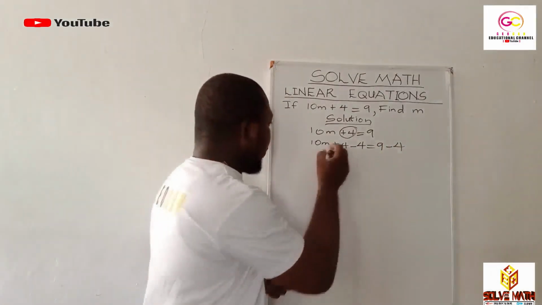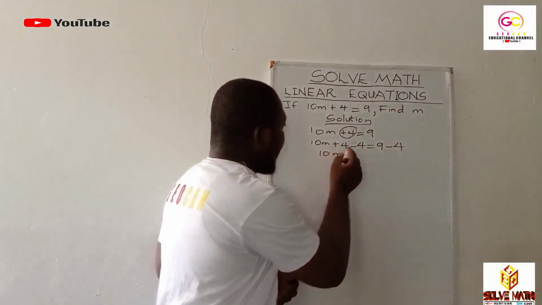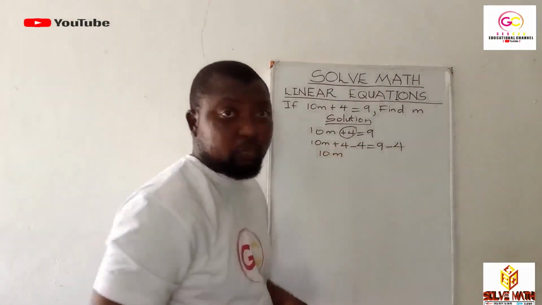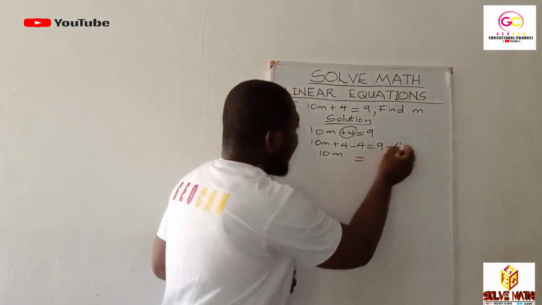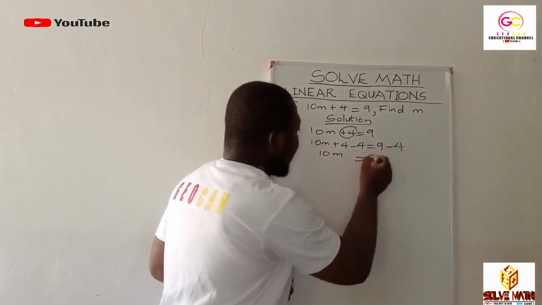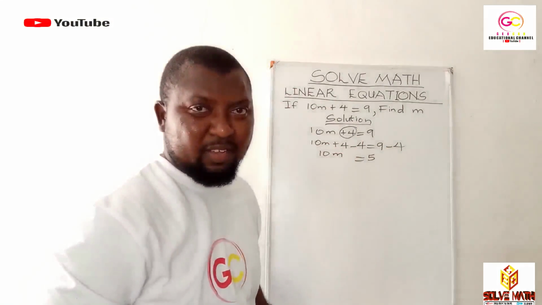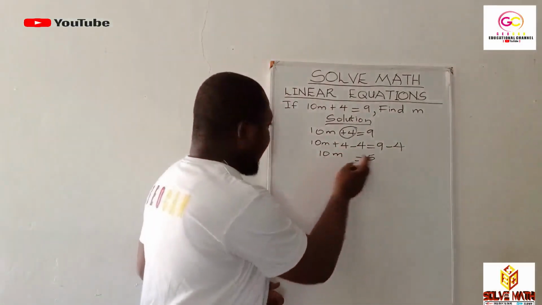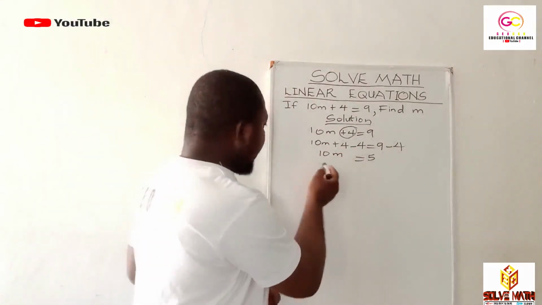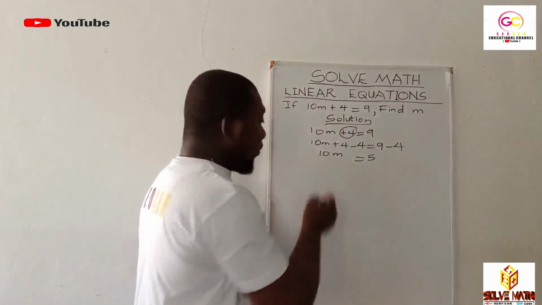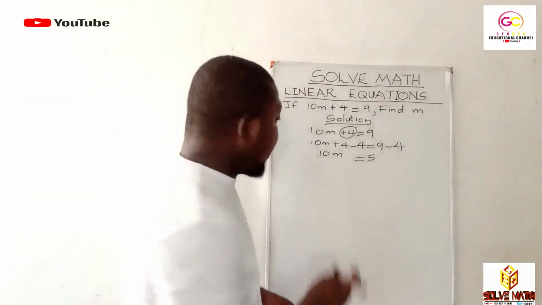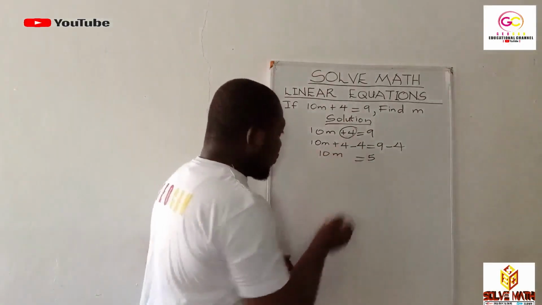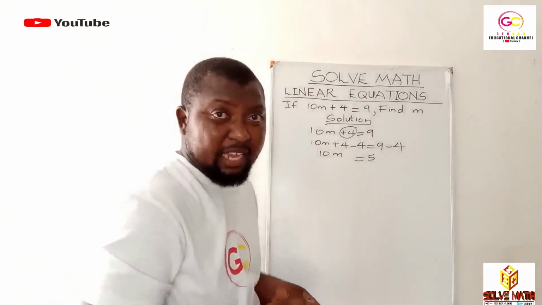Let's continue. Now, 10m, 4 minus 4 is 0. So just ignore it. You bring your equal to sign. 9 minus 4 gives us 5. We are moving on. Now, we have 10m is equal to 5. You want m to stand alone. And you have 10 close to m. So just divide both sides of the equation by 10 in order to eliminate the 10 so that m can stand alone.